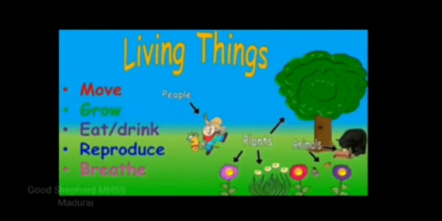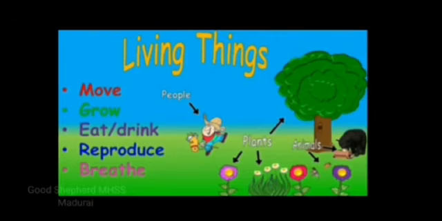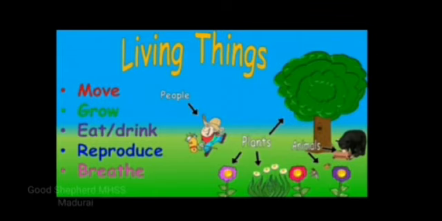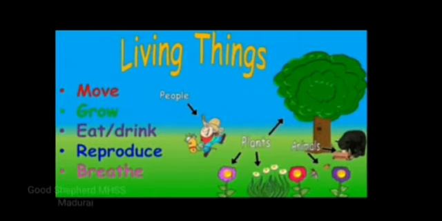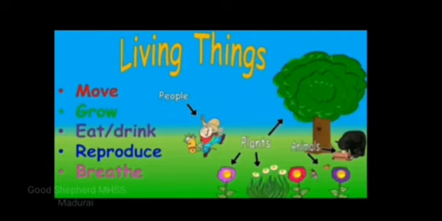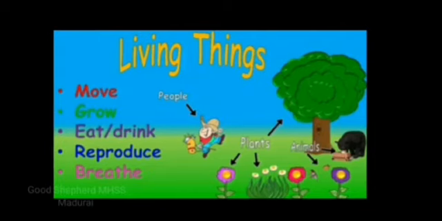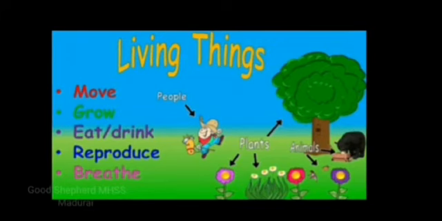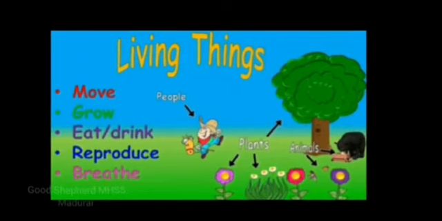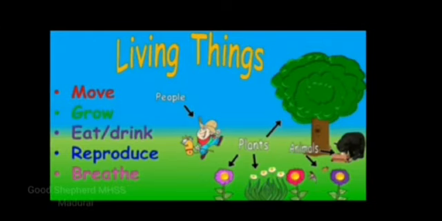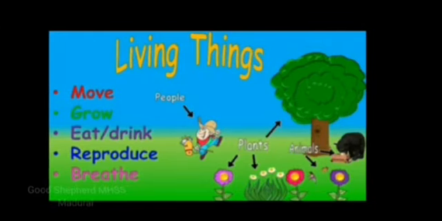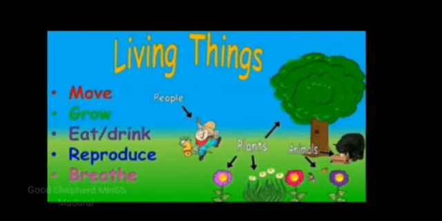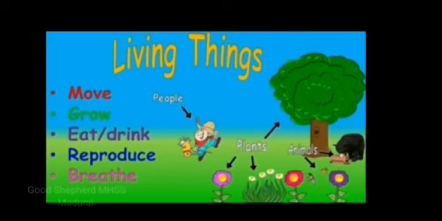The second one is growth. Living things can grow. Then food is essential for living things. Next is reproduction. Humans and animals give birth to young ones. Some animals lay eggs. Plants reproduce through seeds. All living things need air to breathe. Plants breathe through leaves. So remember, every living thing will move, grow, have food, reproduce and breathe.